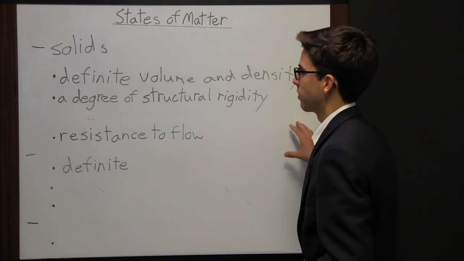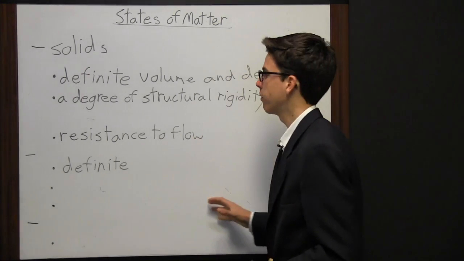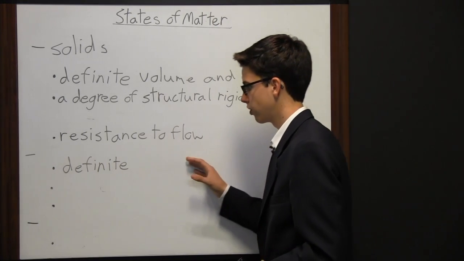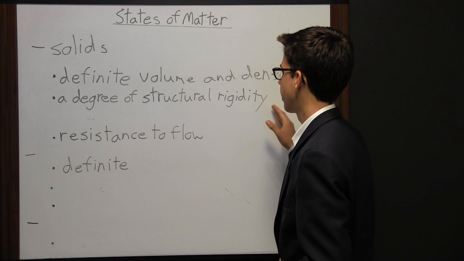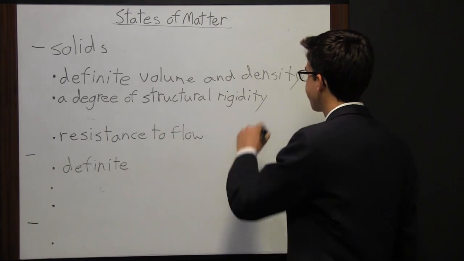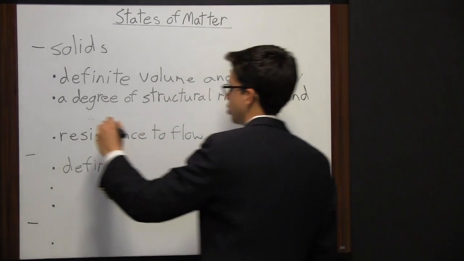Like this whiteboard, for example, is a solid. So the volume of this whiteboard isn't changing, and the density of this whiteboard isn't changing. And then the second point of a solid is it has a degree of structural rigidity and a constant shape.